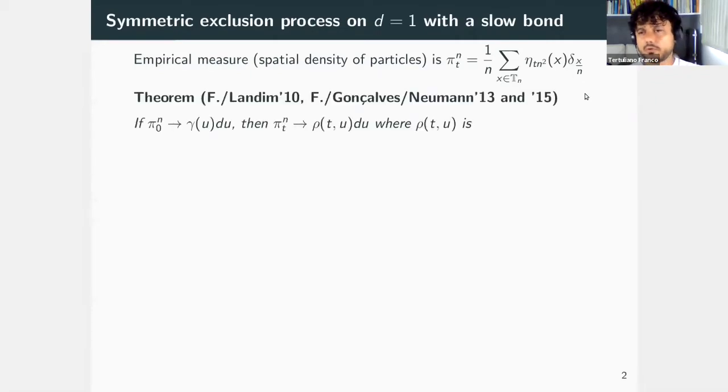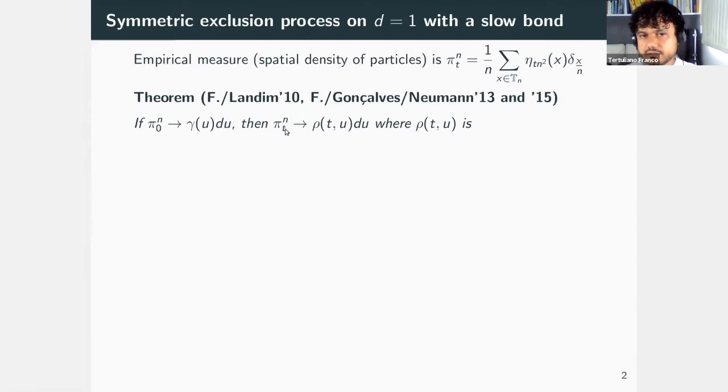I'm not going to specify in which paper each part of the next result appears, but pieces of it are in these three papers: with Claude in 2010, and with Patricia Gonçalves and Adriana Neumann in 2013 and 2015. So assume that at the initial time, the spatial density of particles π_0^n converges in some sense to γ.